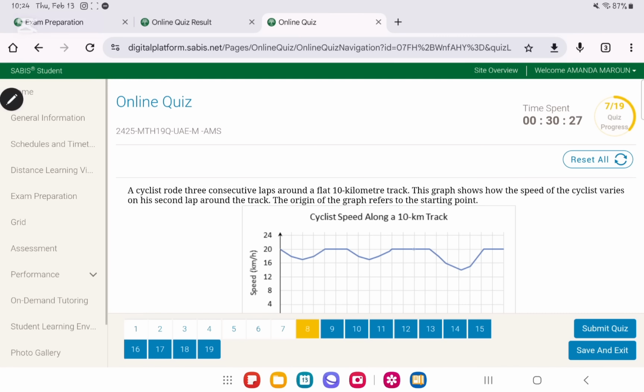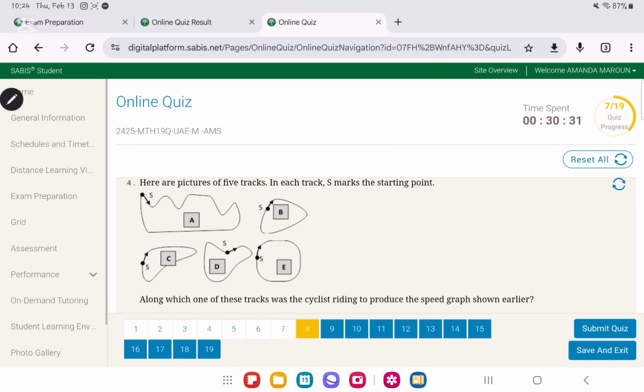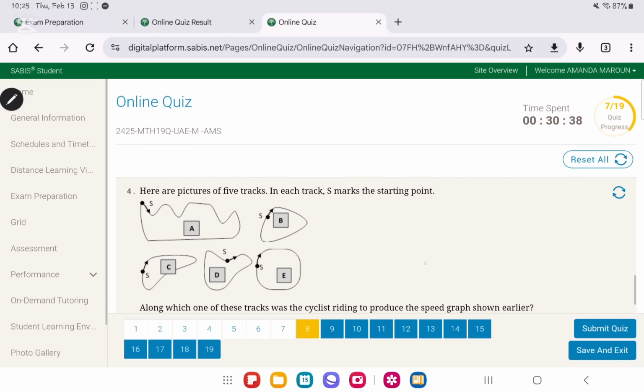And then finally, he goes down again. That means he is going up again. Let us say he's going up like this. And then his speed is increasing, so he's going up again. And then finally, it is going constant. So it's all about logic.